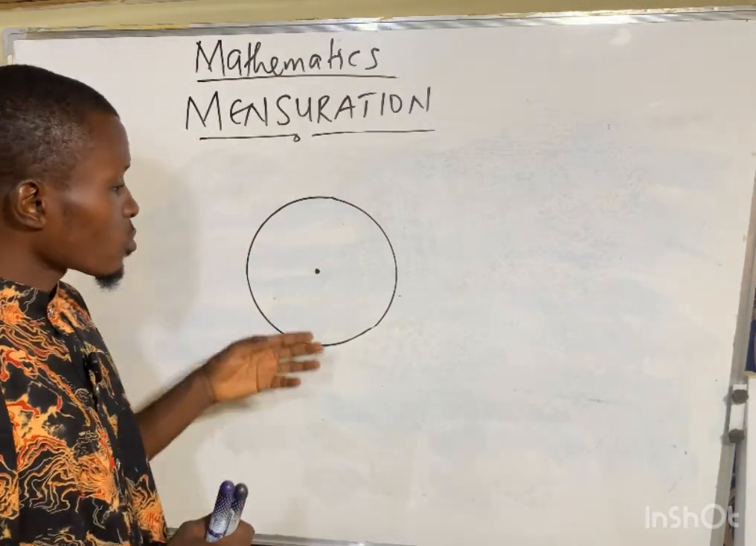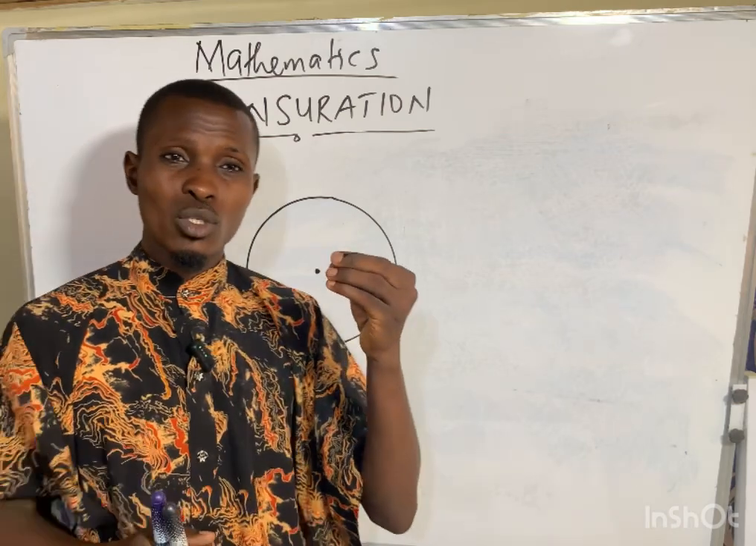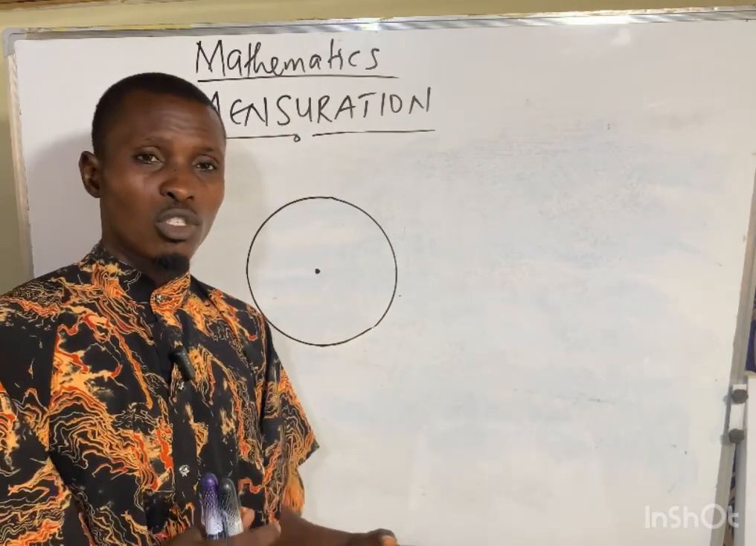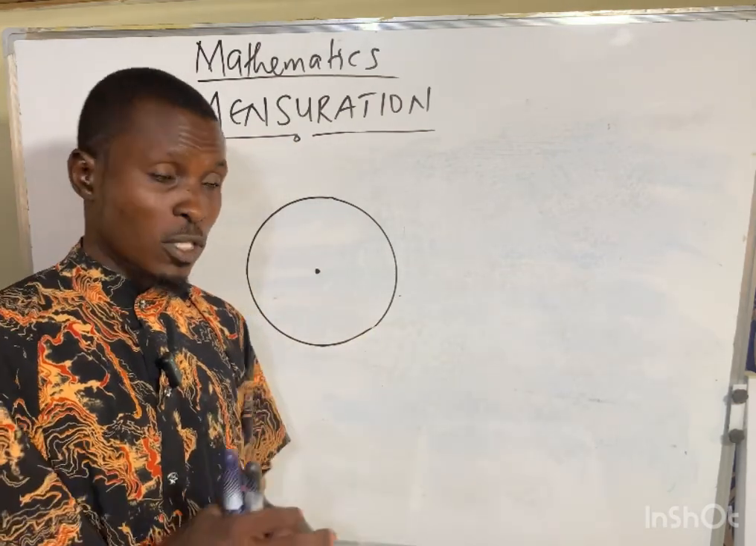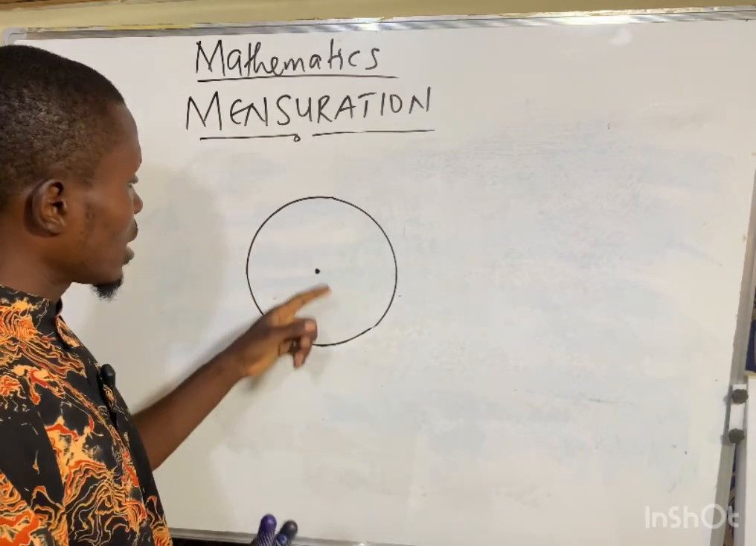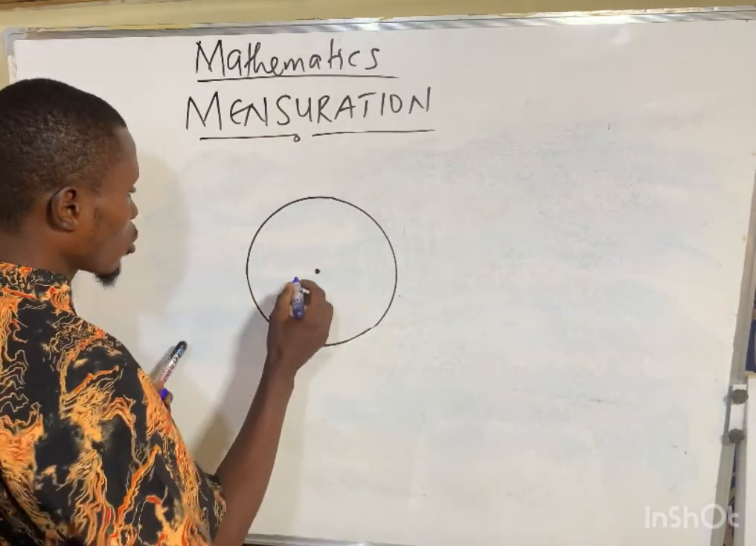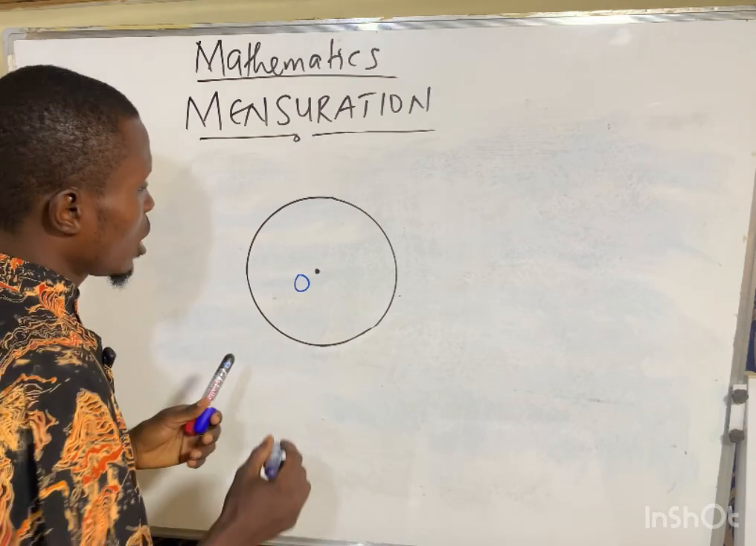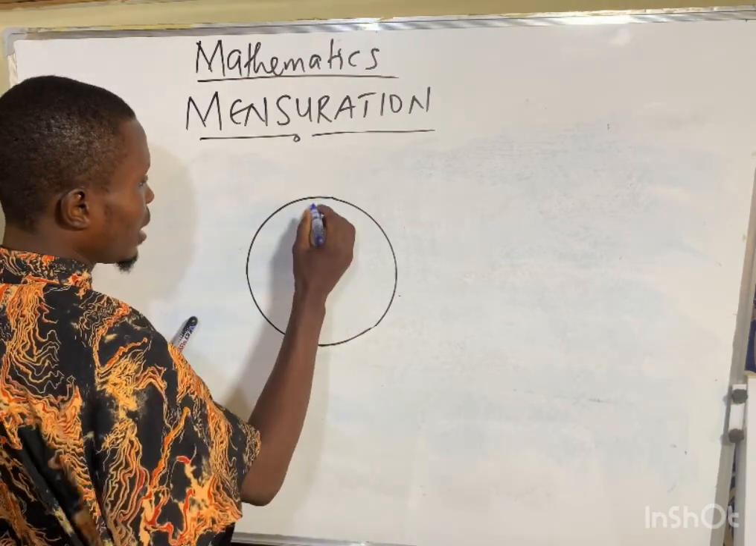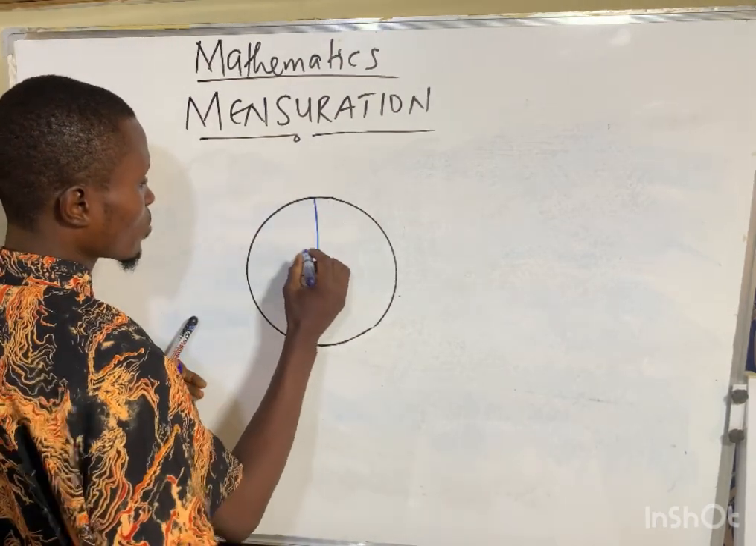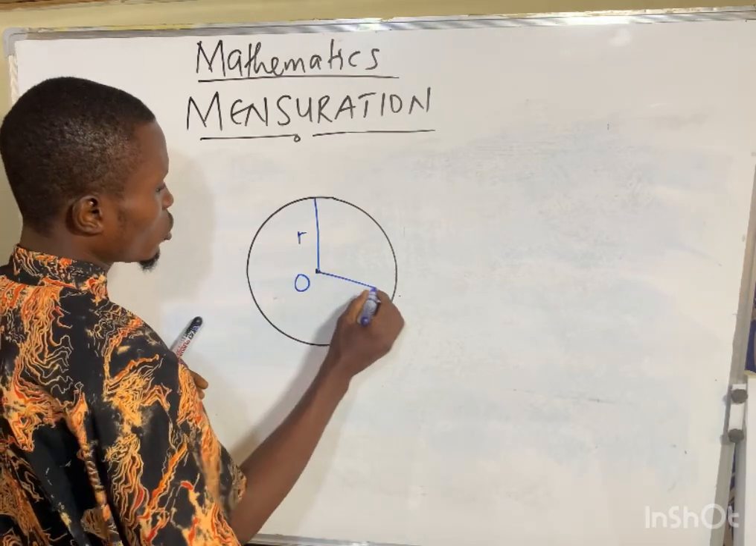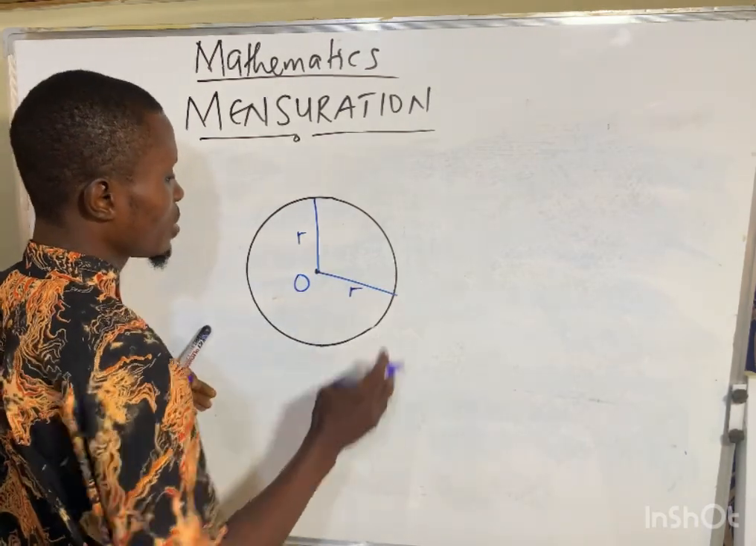All right, we want to look at some part of a circle. We want to look at the measurement of some parts of a circle. Now, given this circle with center O, let's call this O. All right. From the center, we have a line. This is a radius. Let's form two radii like this.